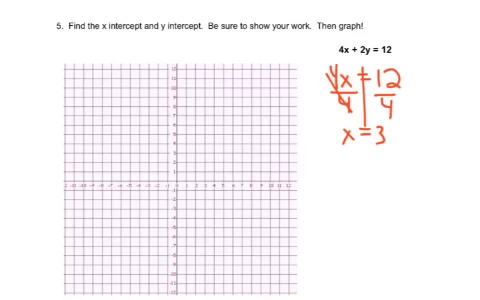And then you must write it as an ordered pair. If it's the x-intercept, x goes first. You're not moving it all along on your y, so y would be 0. And then I would plot that on my x-axis.